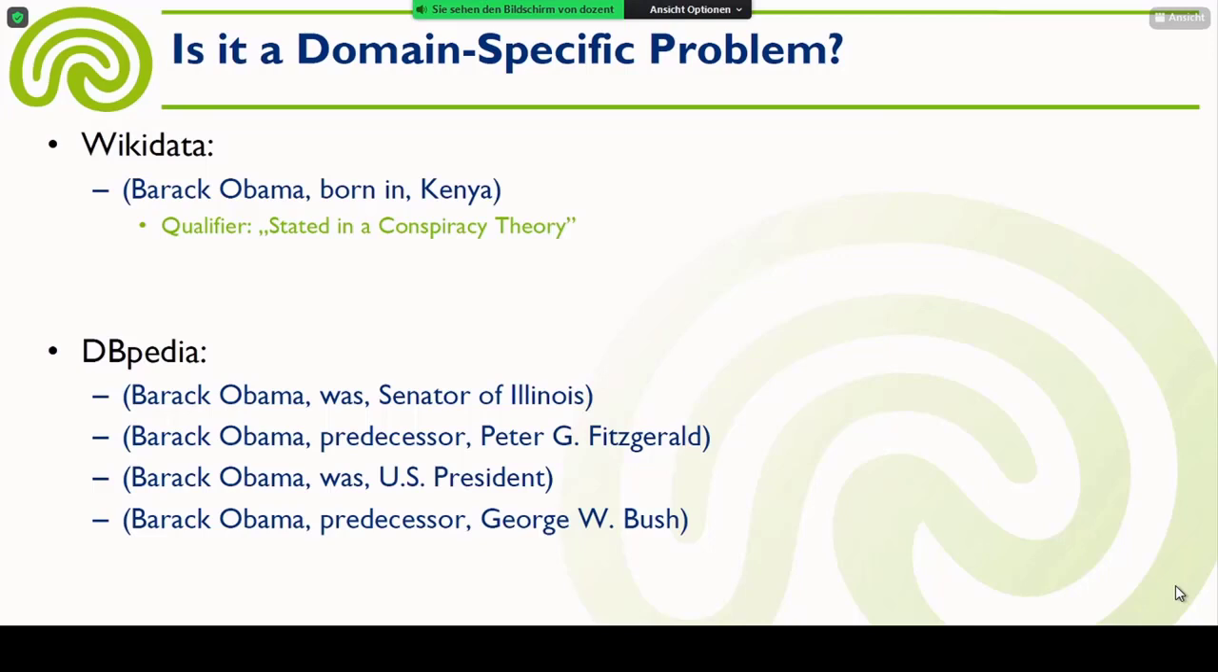Wikidata marks the statement with a small qualifier, so stated in a conspiracy theory. So the context is somehow kept there, but it is not used in a typical reasoning step, and this is a problem. Another example is from DBpedia. There we have the information for statements. Barack Obama was a senator. He was a president also, and he has two predecessors. If we now ask who's the predecessor for the US president, we are lost again. You see the problem? Happens in DBpedia a lot of times. So big problem here.